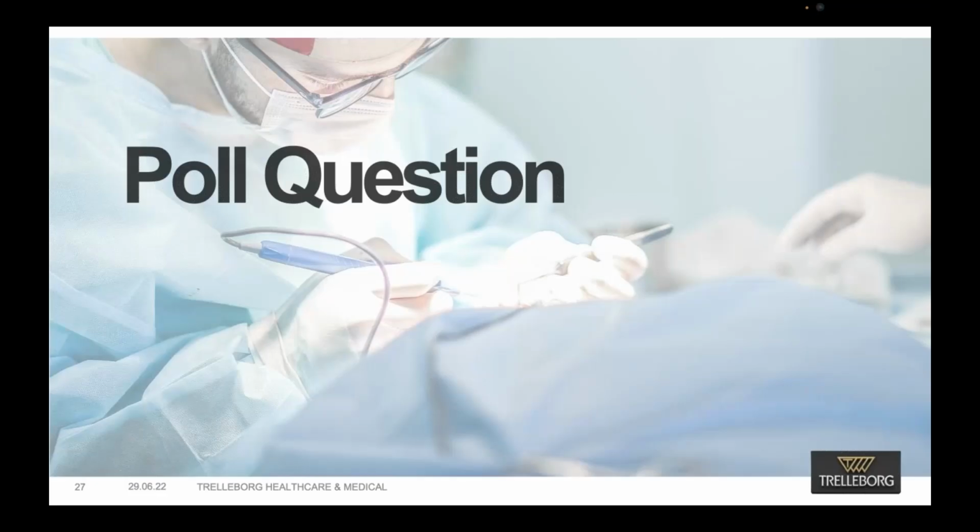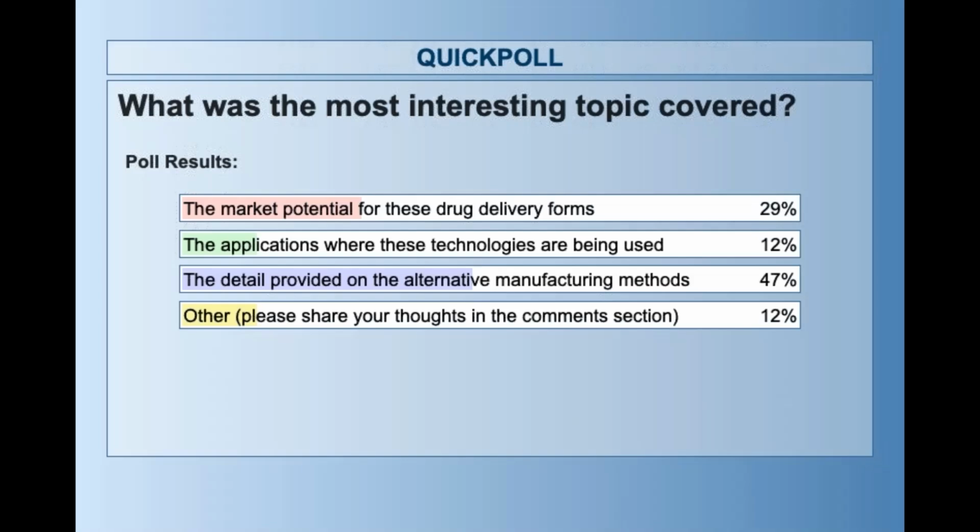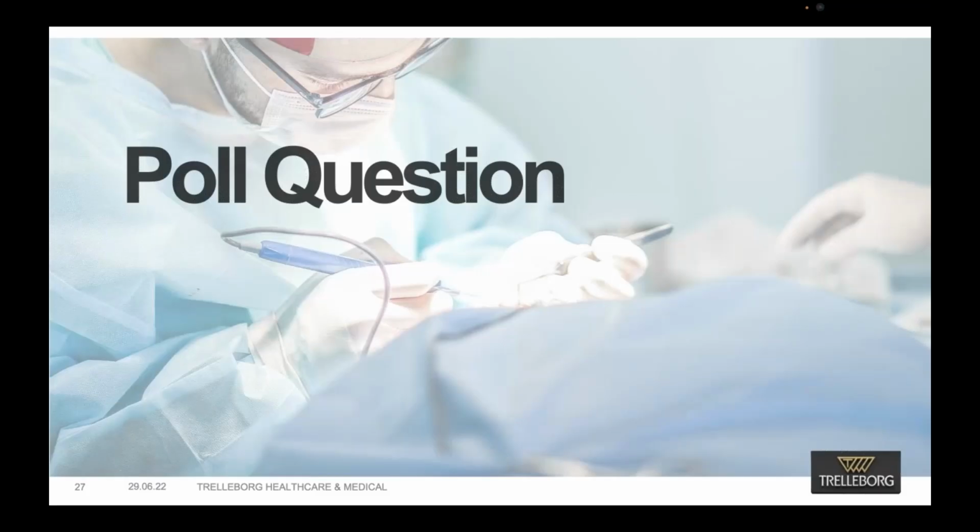All right, we'll close this out and share very quickly. So again, we have a good mix here, and it looks like the majority selected the detail provided on the alternative manufacturing methods. At 29%, we had the market potential for these drug delivery forms, and at 12% apiece were the applications where these technologies are being used and other. And I can go ahead and monitor the comments to see if anyone put the reason for other in there after the fact, but that closes our polls for the webinar. And Zach, I can go ahead and pass to you. Yeah, sounds great.